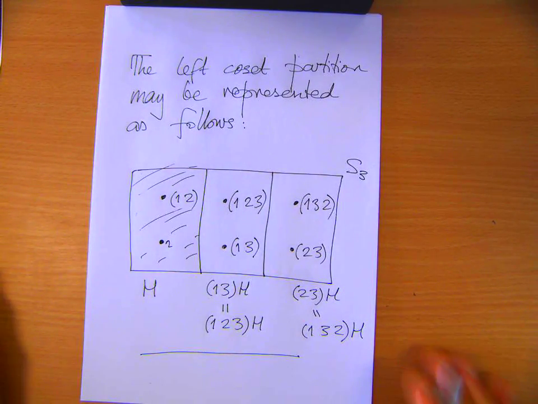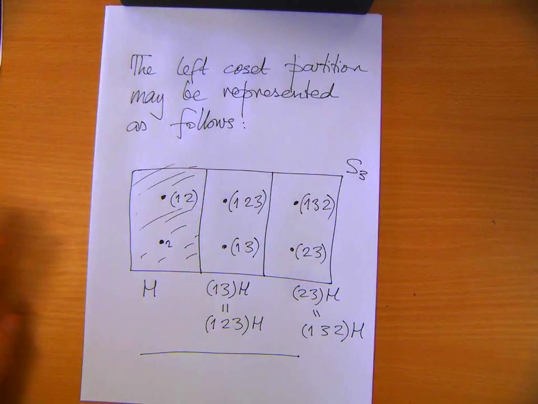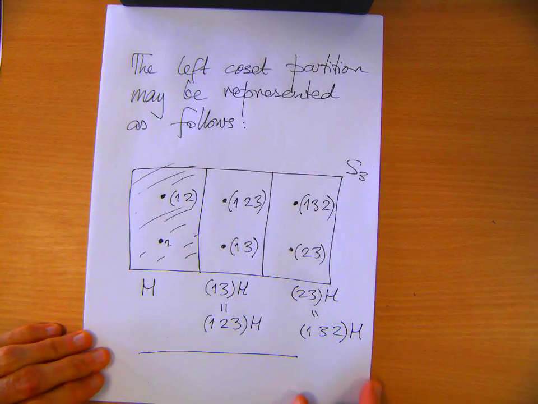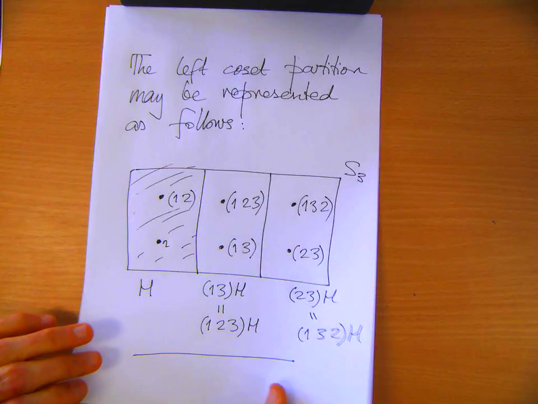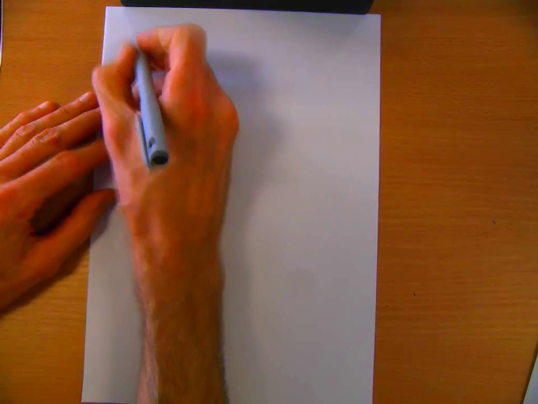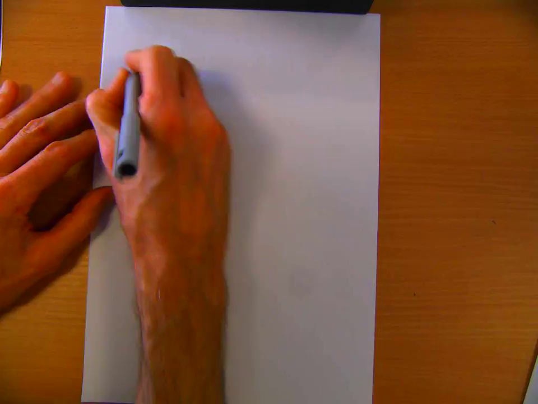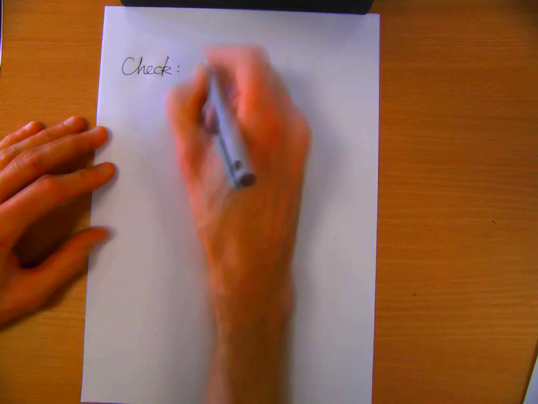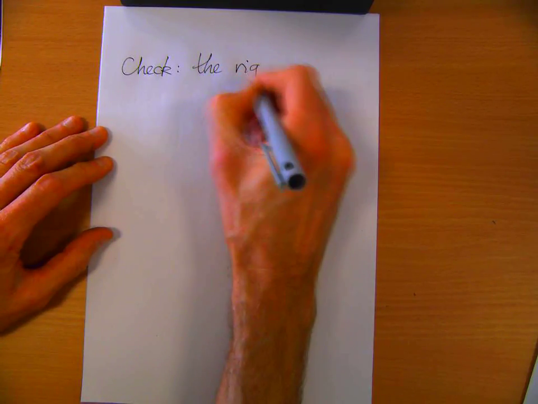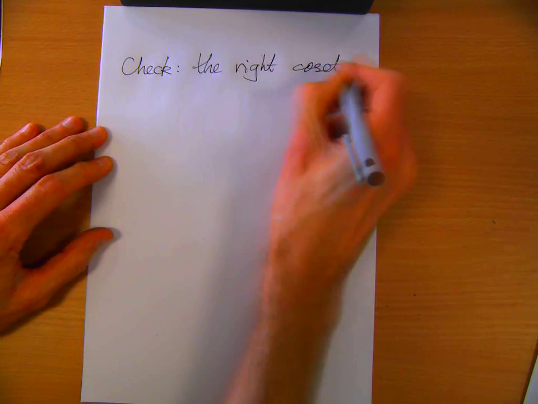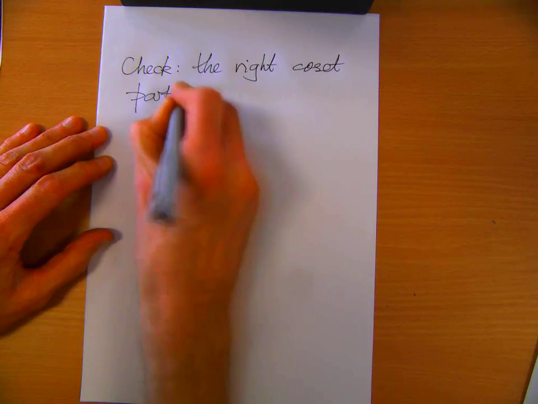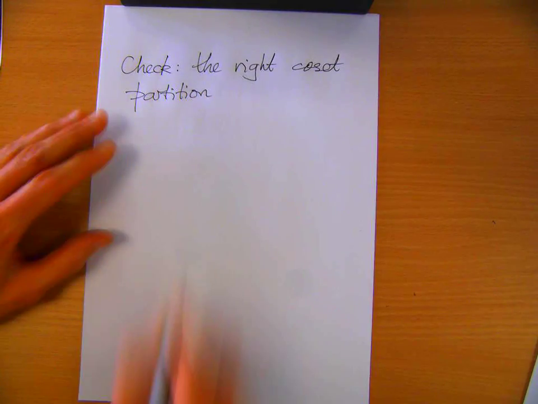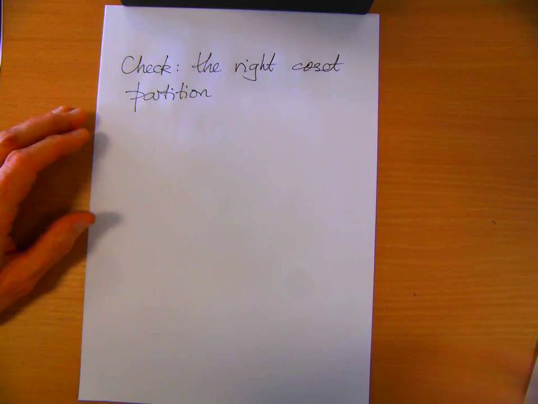Okay, so that's the left coset partition. What about the right coset partition? Well, you can do the same thing, but now multiplying on the right by your elements. So I'll just leave this as a check for you. And it turns out to be different, but this is a very easy computation. It's very similar to the one we've just done. You're just multiplying on the other side.